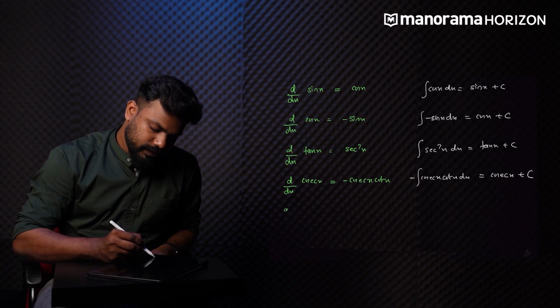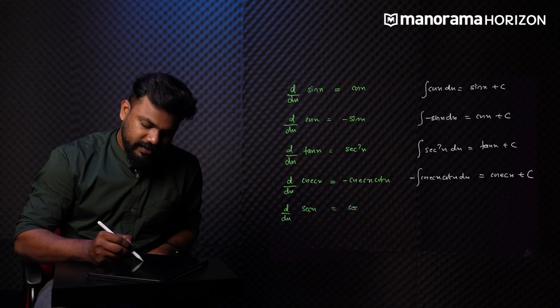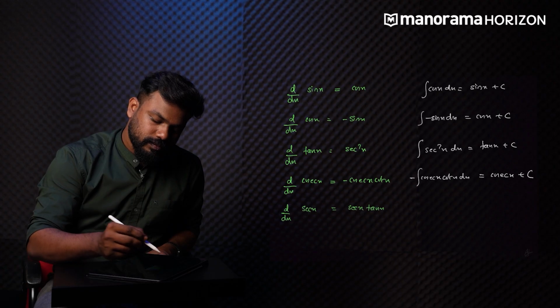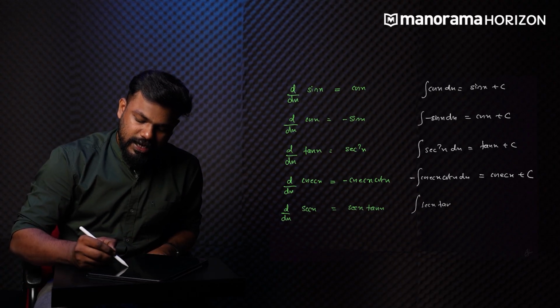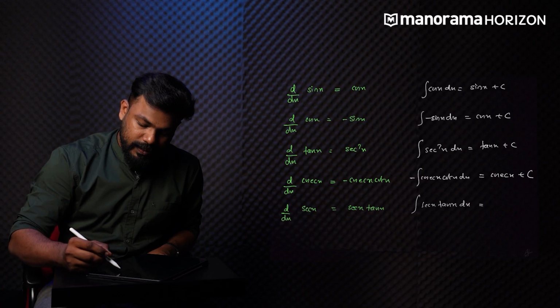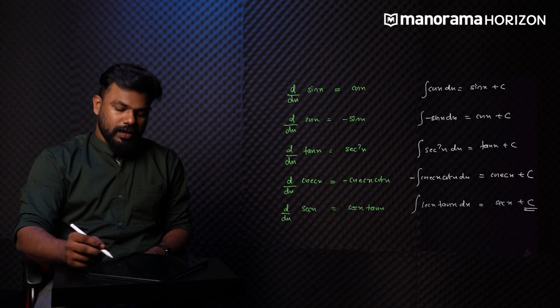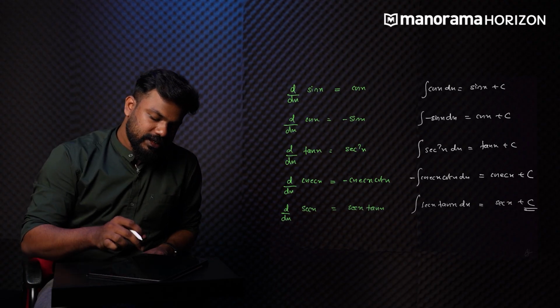And when we talk about sec x, the d by dx of sec x will be sec x tan x. Now what will be the integral of sec x tan x dx? That will be equal to sec x plus c. And there are a lot more other integral values also, so I'll just give you an idea about all that.